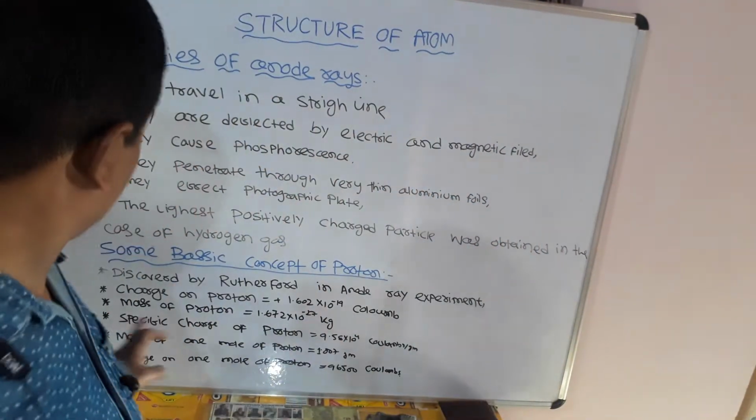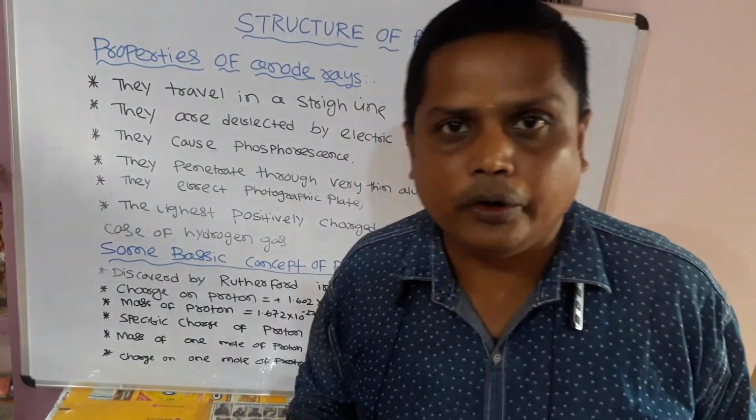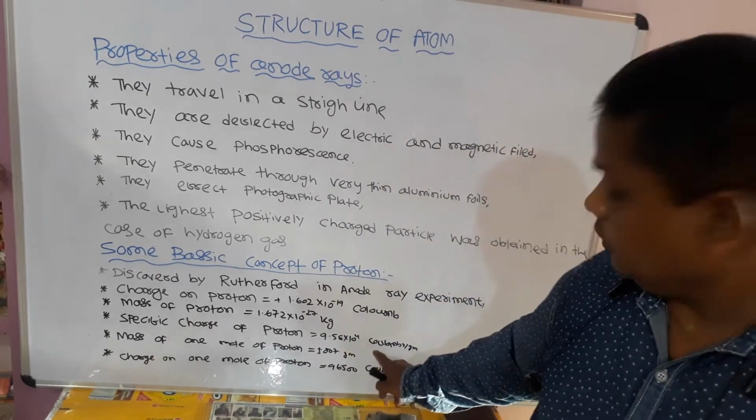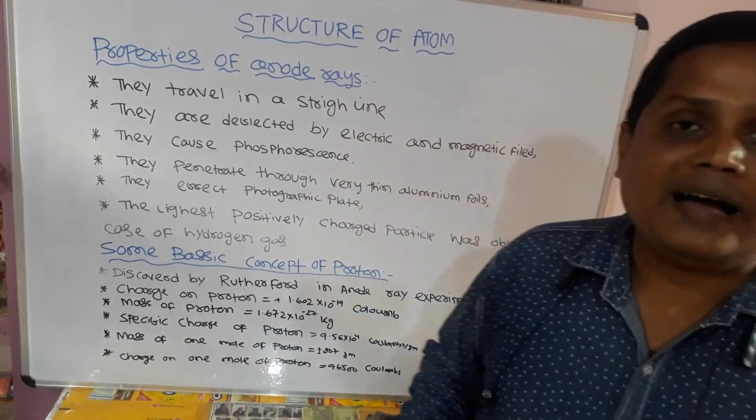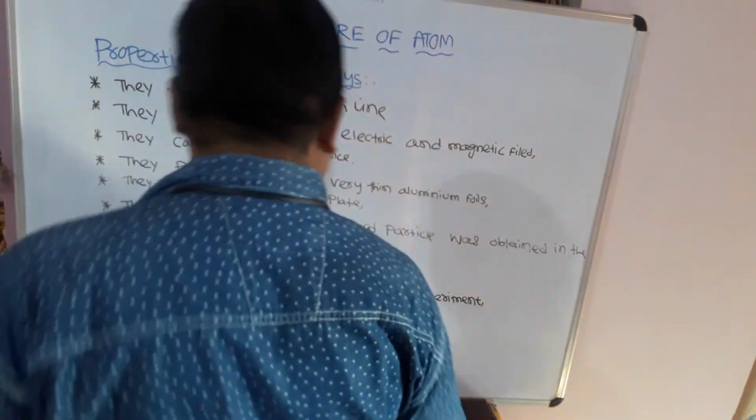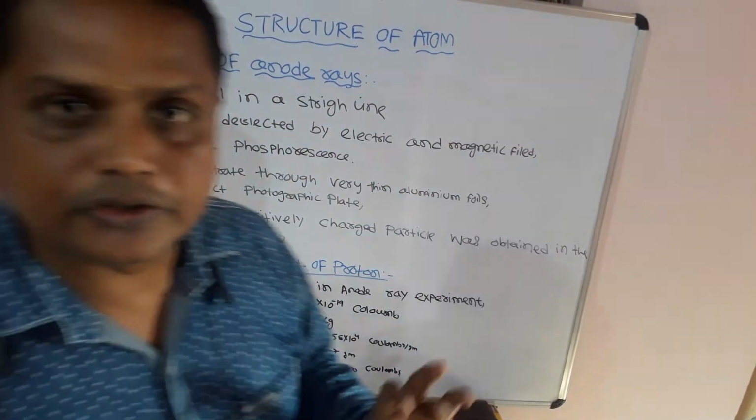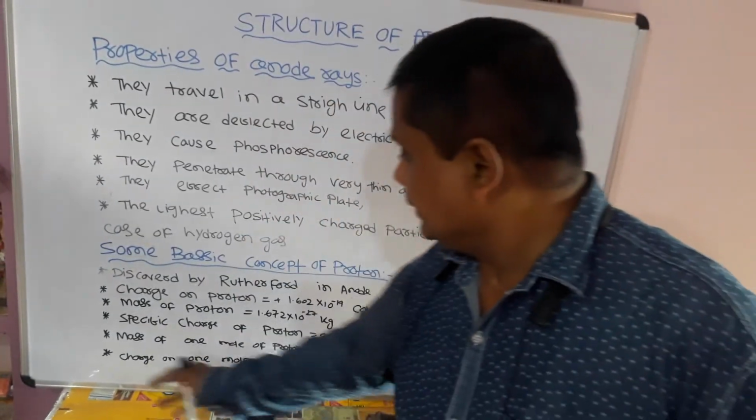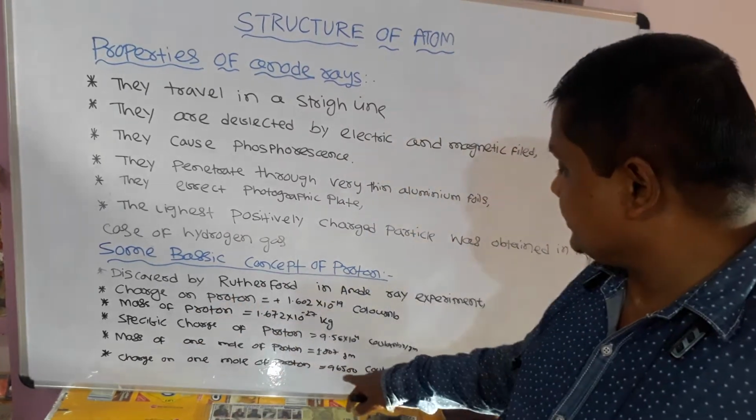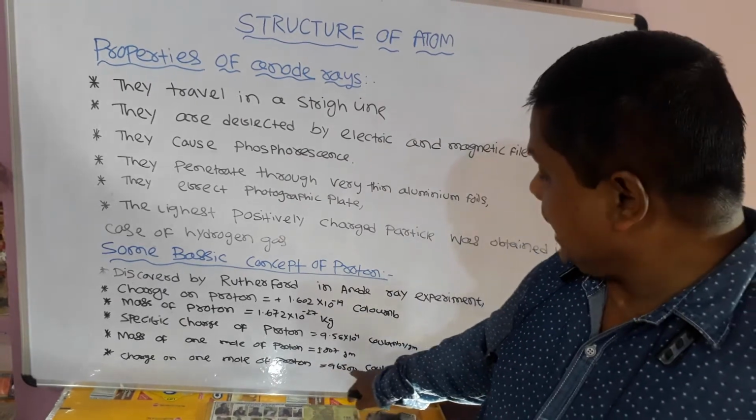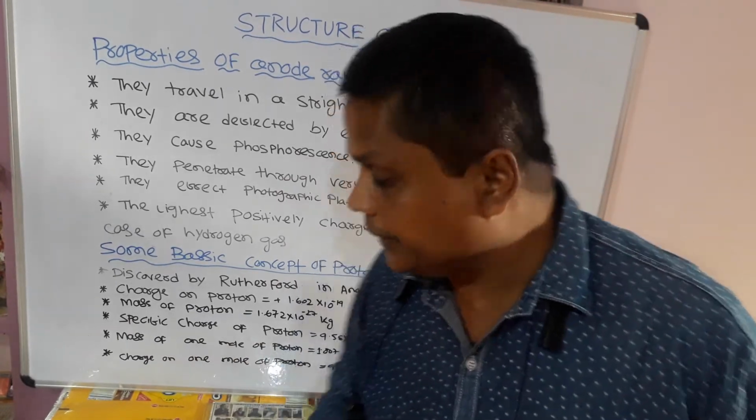Next one, specific charge of the proton equals 9.58 times 10 to the power 4 coulombs per gram. Next, mass of 1 mole of protons equals 1.007 grams. Then charge on 1 mole of protons equals 96,500 coulombs.